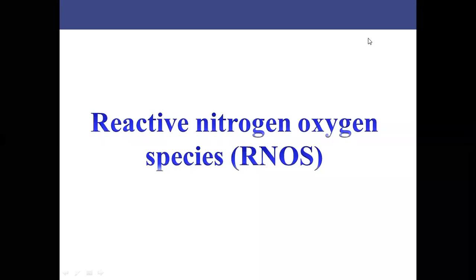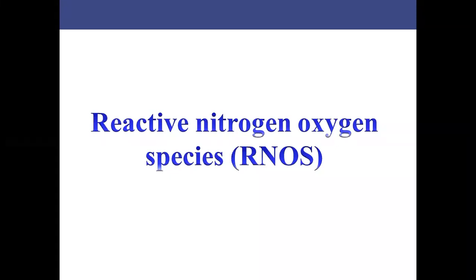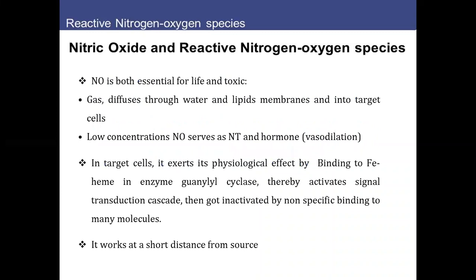The first part of this chapter was about the reactive oxygen species. Now we're going to talk about the reactive nitrogen oxygen species. Nitric oxide is a starting molecule to form the reactive nitrogen oxygen species, just like oxygen was for the reactive oxygen species. Nitric oxide is also essential for life, but can also be toxic in some cases. As a gas, it can diffuse into the cytosol and through membranes between and into cells.